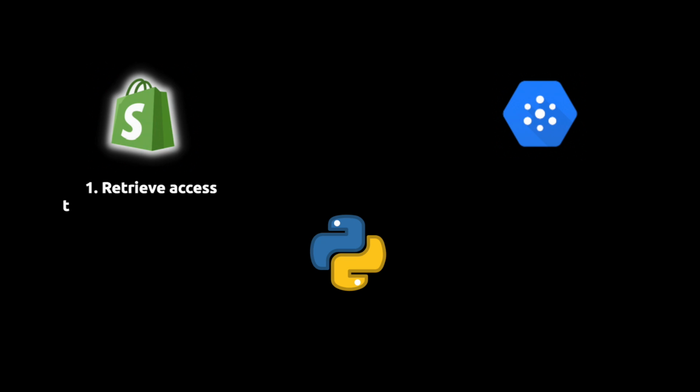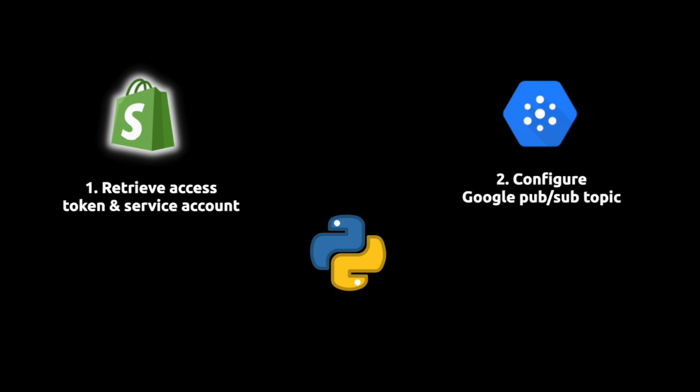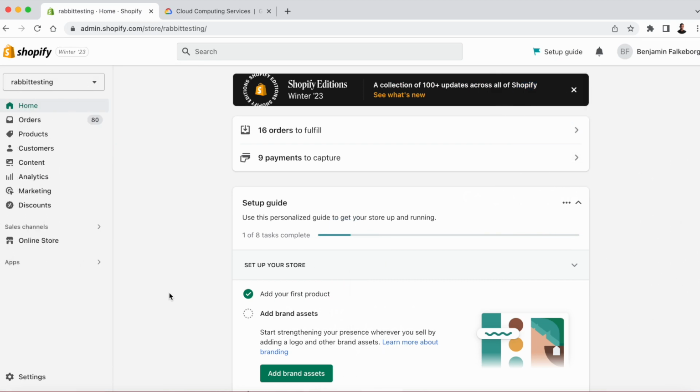First, we're going to retrieve the token that we need to access the data from the Shopify API, and we're going to get the service account details. Then we're going to set up and configure a Google Pub/Sub topic with the service account details. And finally, we'll set up a webhook with Python that allows us to fetch newly created orders and stream that into the Pub/Sub topic. So this is the development store we're going to be using for this.